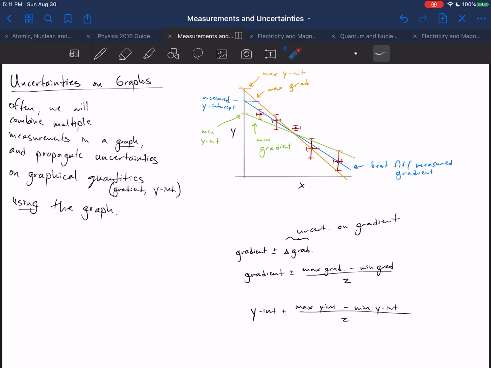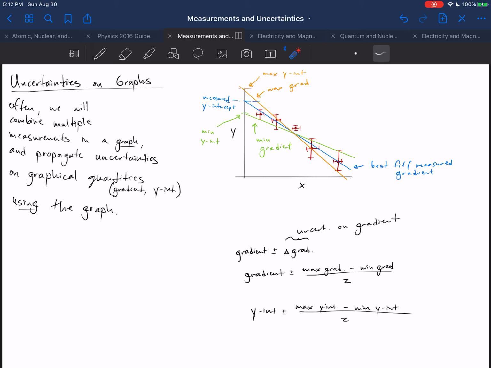It's the constant for the minimum gradient. It's that intercept for the minimum gradient. And your measured value of the y-intercept is then y-intercept plus or minus max minus min divided by 2, just as before. Notice we will often use the gradient and the y-intercept to find other sorts of physical variables, and we'll have a lot of practice in our laboratory work doing just that.